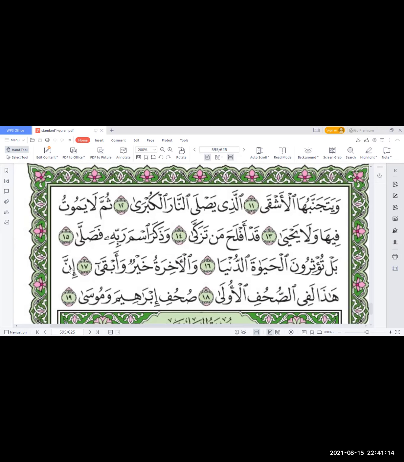Inna means verily. Hadha means this, this here. So inna hadha, what will hadha refer to? Hadha normally refers to this worldly life, this here.